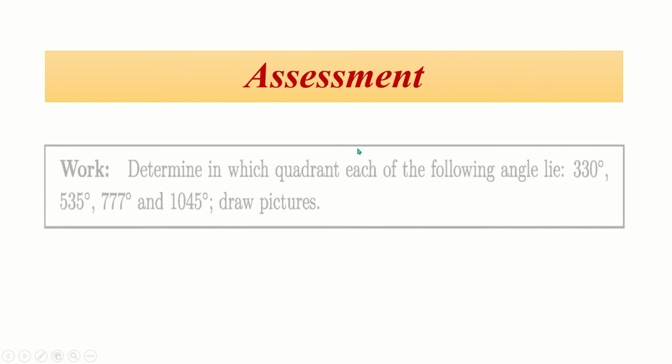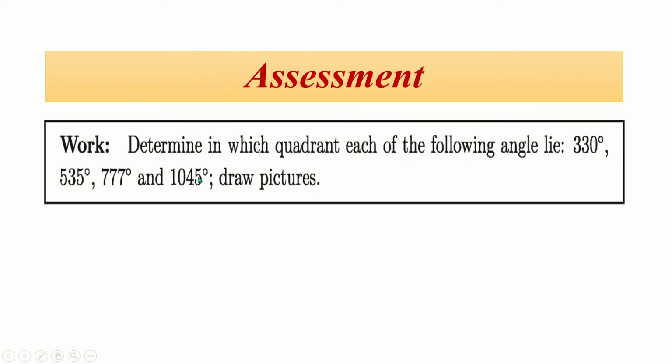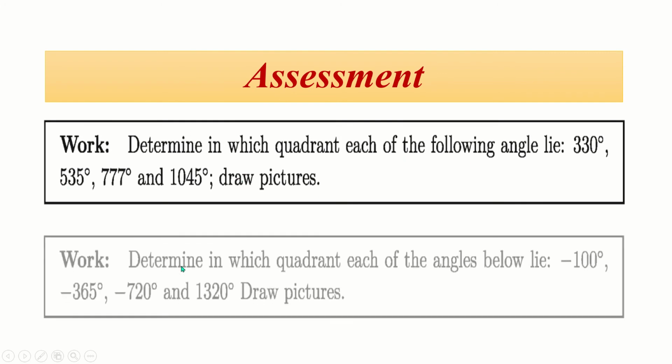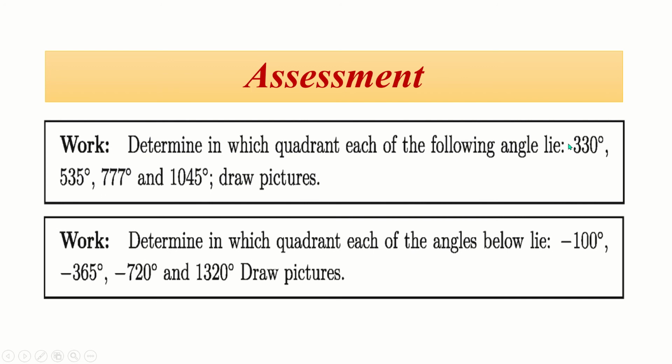Assessment: you have to solve this number and this number. That means 330 degrees, 535 degrees, 777 degrees and 1045 degrees, and similarly we have to determine the quadrant and draw the pictures. Clear?